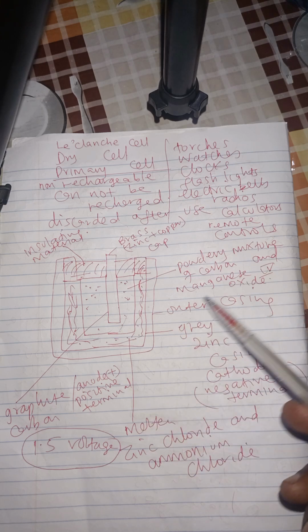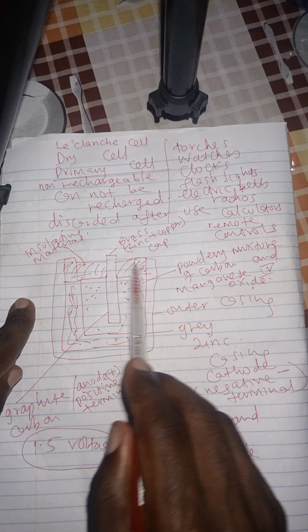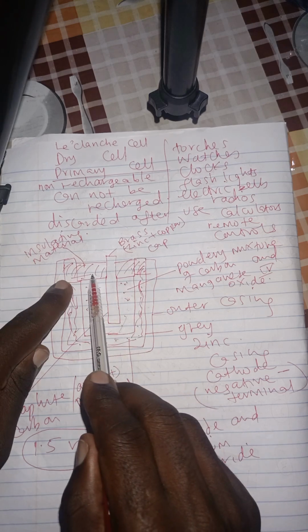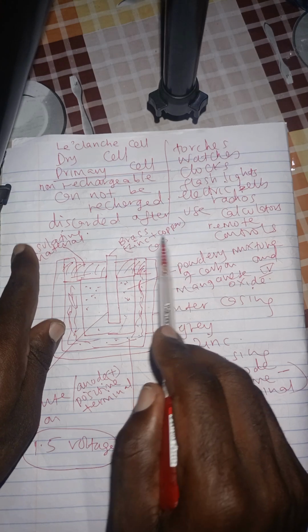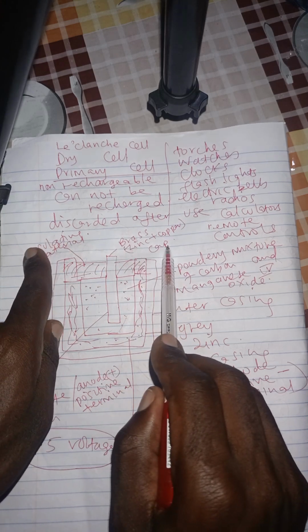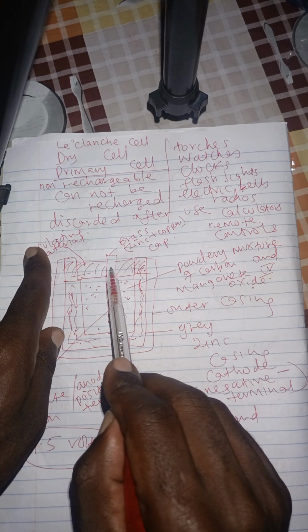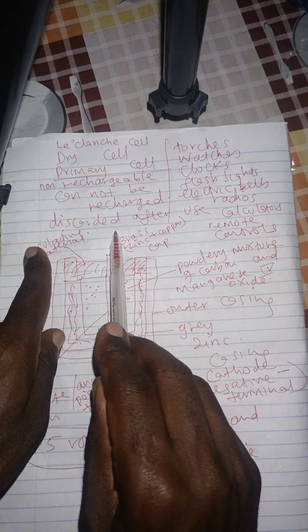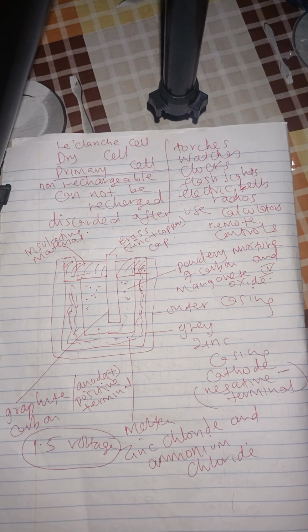Just within this environment is manganese(IV) oxide. The work of this manganese(IV) oxide is going to be given in the next few minutes as I proceed with this discussion. At the top here is the insulating material. This prevents the flow of current to the outside, to these unnecessary regions within this cell, so that current can only be allowed through this graphite and through this brass cap to the next cell or to this electric device that is getting powered by this cell.